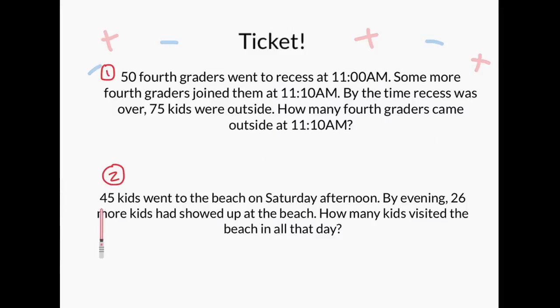Number 2 says, 45 kids went to the beach on Saturday afternoon. By evening, 26 more kids had showed up at the beach. How many kids visited the beach in all that day? For this one again, I would like you to write an equation and then solve for the missing piece, which is how many kids visited the beach in all that day.